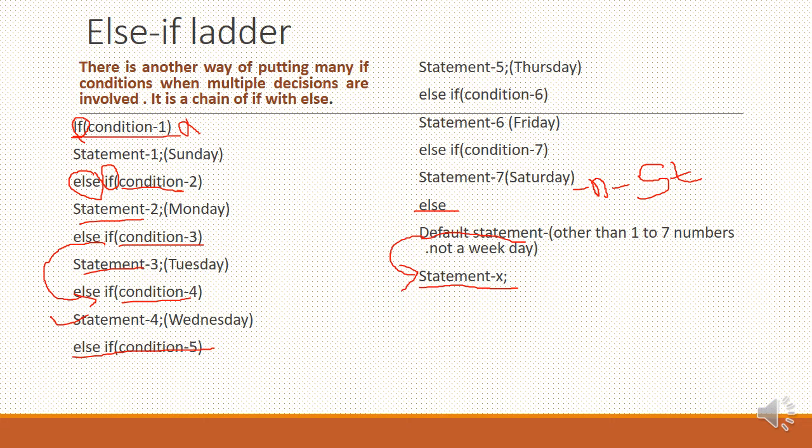Another point you have to remember here. If the test condition is true, then what happens? I have already explained this in the flow chart. If this condition is true, then it executes statement 1. Then it is not going to check any of the other conditions or the default statement. Directly your control jumps to the next statement available in the program.